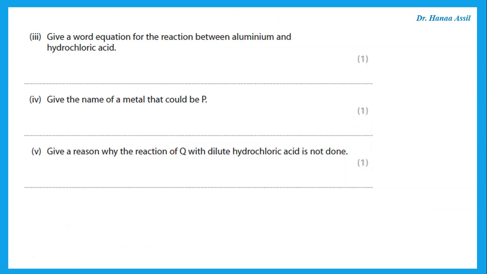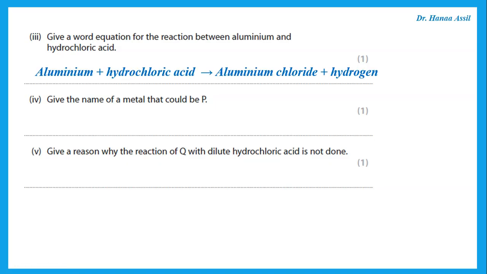Give a word equation for the reaction between aluminium and hydrochloric acid. Now the question wants word, and this is the only time that you write word equation. If it doesn't mention word, that means it has to be symbol and it has to be balanced. Here he wants word. Of course, aluminium plus hydrochloric acid would give aluminium chloride plus hydrogen. A metal with acid gives hydrogen gas.